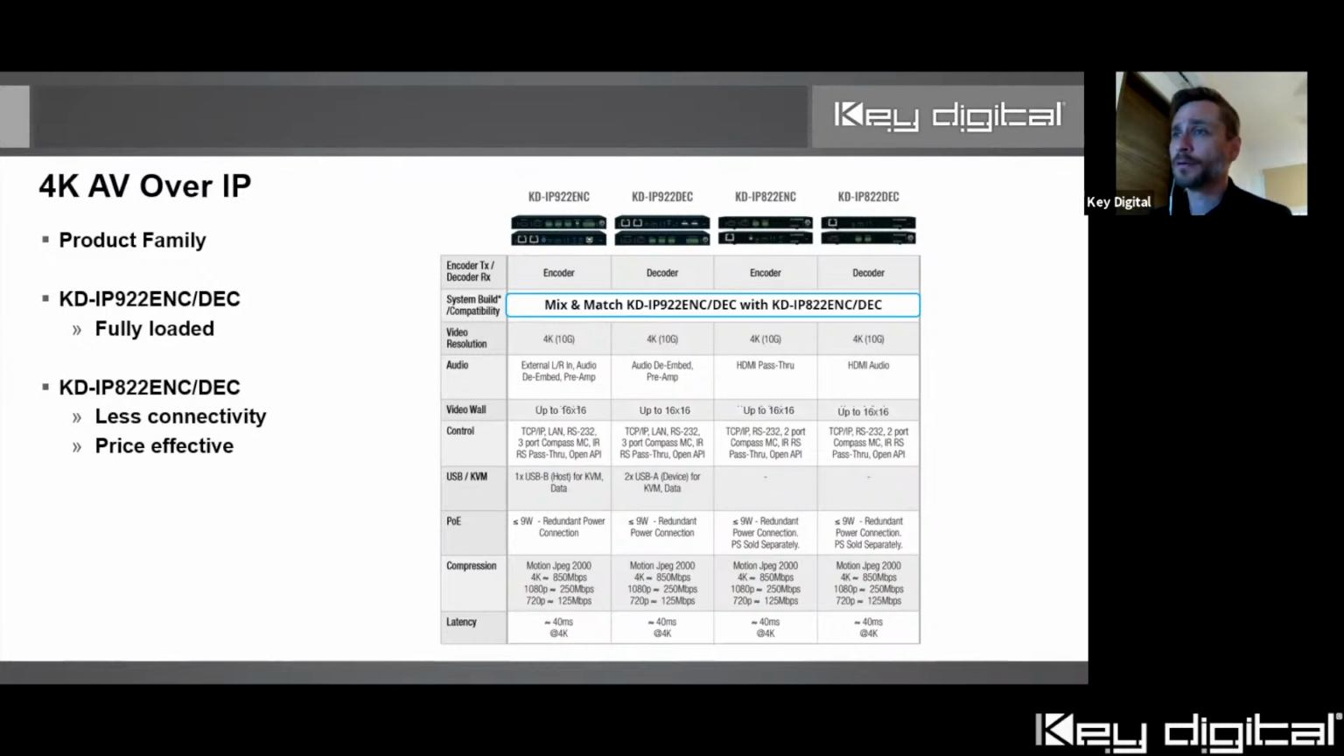Here's a portion of our product family, the IP922 encoders, decoders, and IP822. And the 922s were the first 4K AV over IP products we released at Key Digital.